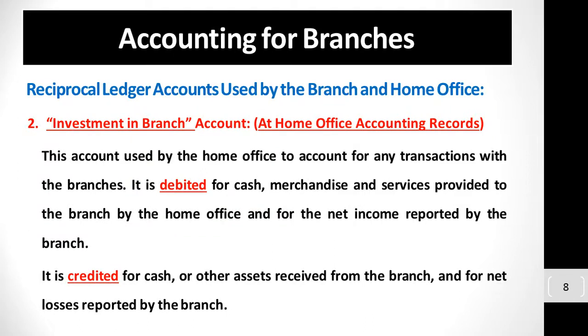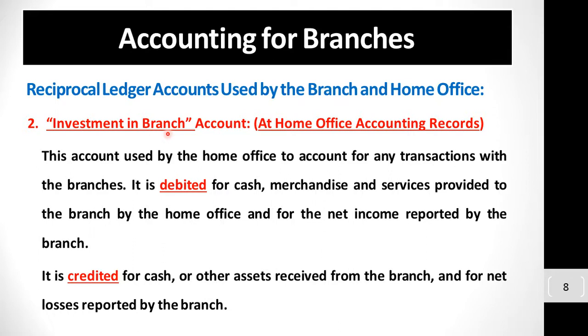The second account used in recording the transactions between the home office and the branch is called the investment in branch account. Where does it appear? You're going to find this account within the home office records, within the journal of the home office. When you open the journal of the home office, you're going to find the investment in branch account repeated many times.